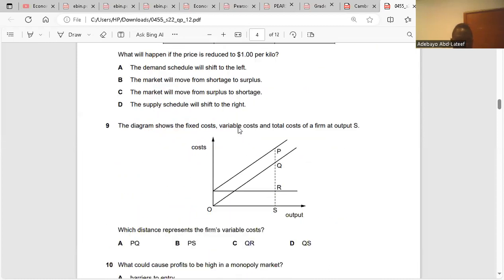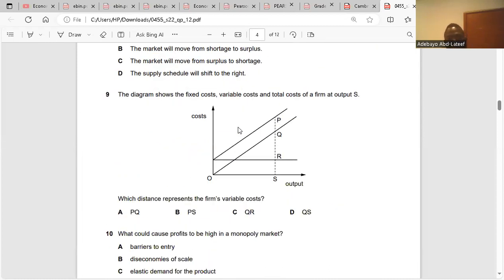Question 9. The diagram shows the fixed cost, variable cost, and total cost of a firm at output S. Which distance represents the firm's VC? VC is at OQS. Yeah, so which is QS? Is it clear? Yes. That's D.